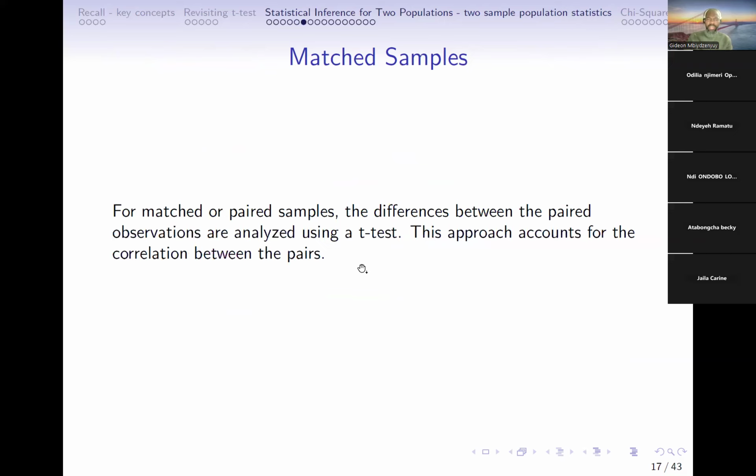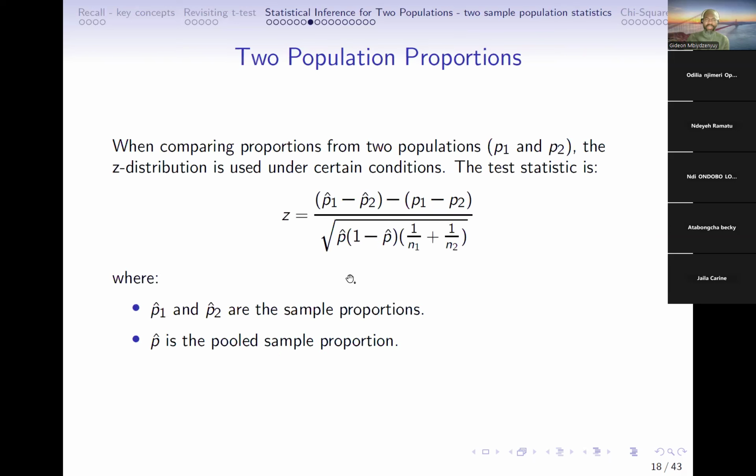So for matched samples, the differences between the paired observations are analyzed using a t-test. The approach accounts for correlations between the pairs. Matched samples here means samples where, given an instance in one population, there's always a corresponding instance in the other population.